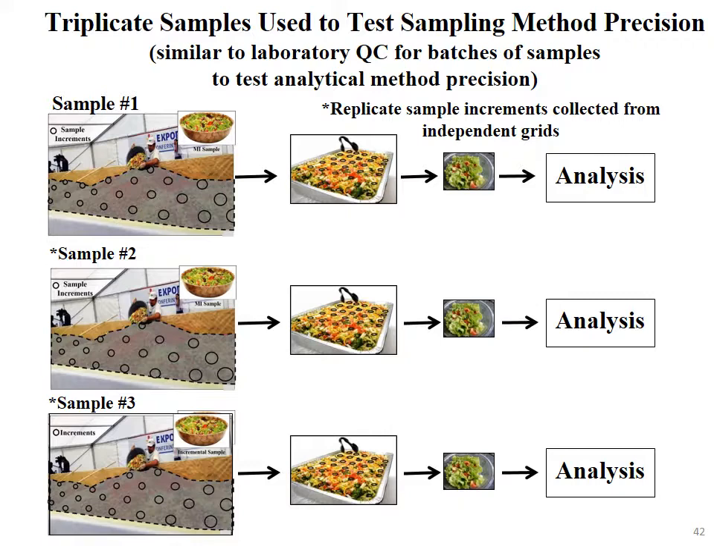Just to check the precision of your test method, what you're going to do is go back to your same decision unit two more times and collect replicate samples. So in this figure, you see sample 2, sample 3. Again, you're going to collect two large samples using identical methods from different points within the decision unit. And now you've got three samples, two replicate samples. You process them, test them in the exact same method, and now you've got three analyses. You can compare the data. So if the data come up reasonably close, then you know that the precision of your sampling method was pretty good.